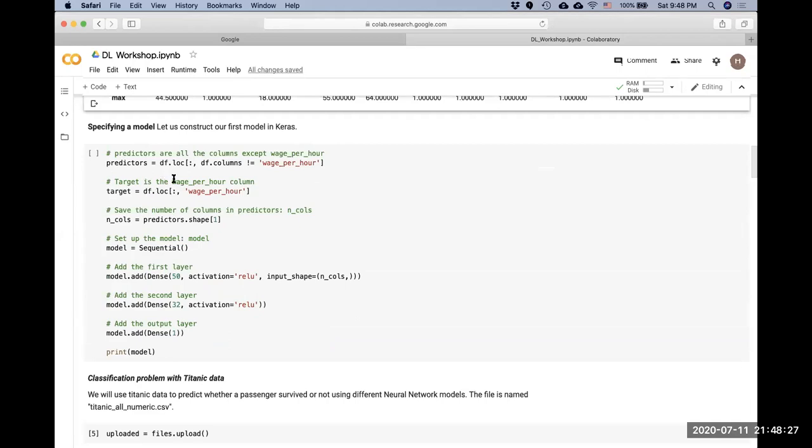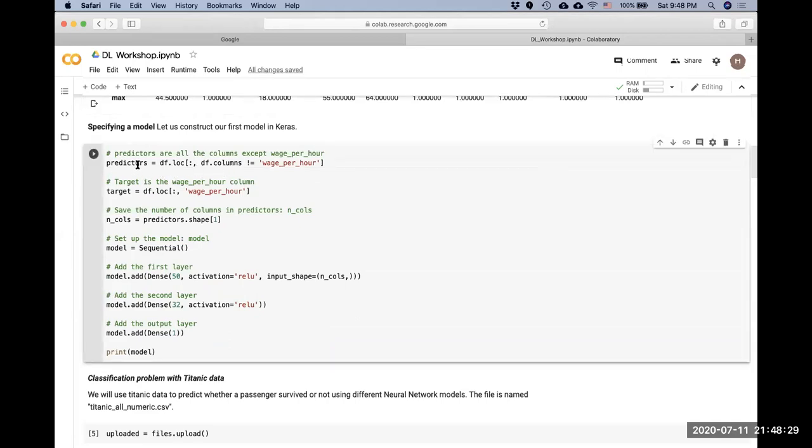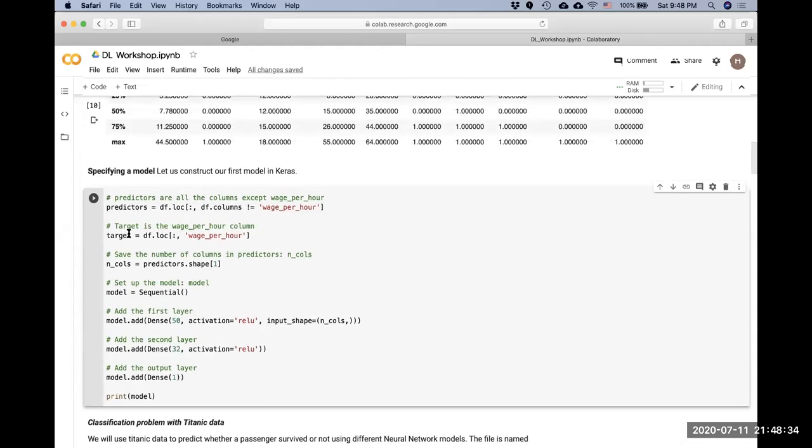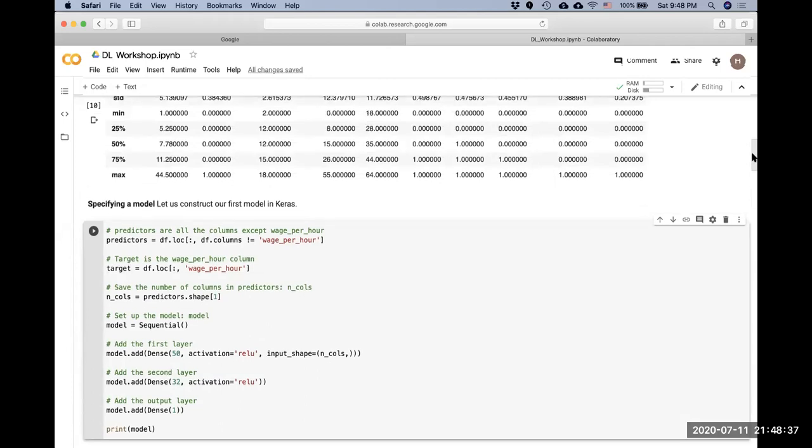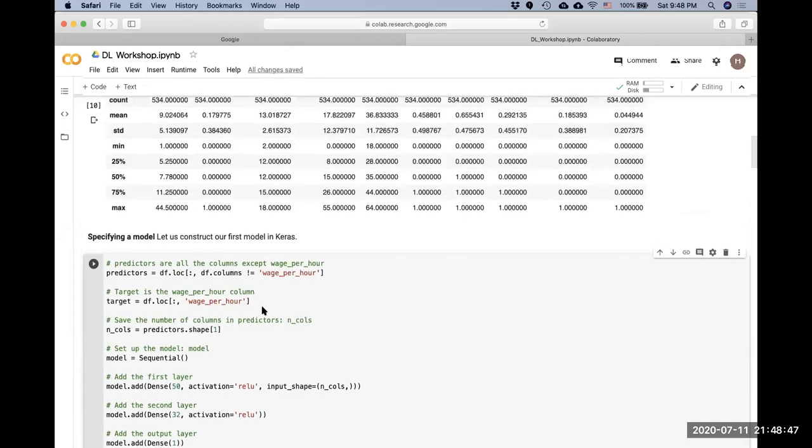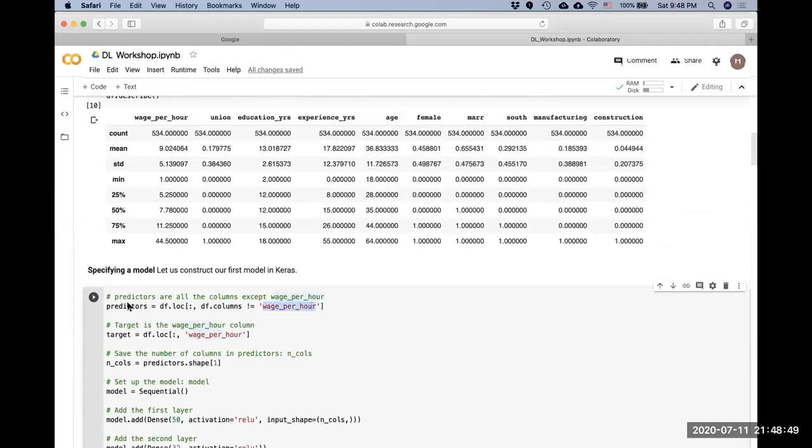So the first line of code here, I am just separating the predictors and the target. By target value, I mean the value that you want to output, you want to predict, okay? Which in this case is wage per hour. So I exclude all the columns except for wage per hour, and that would be my predictors. It's just the same as the input X, and my Y, I just called it target, okay? Which is this column.